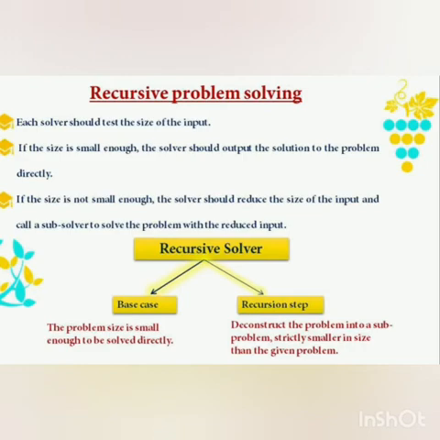Imagine if the size is not small enough. For example, so many people are standing in a line. Here, the solver should reduce the size of the input and call a subsolver to solve the problem with the reduced input. This is known as a recursive call. Here, a recursive solver has two cases. One is the base case and the other one is the recursion step.